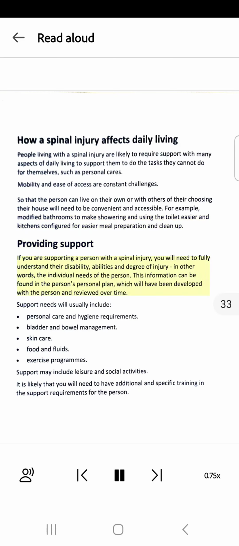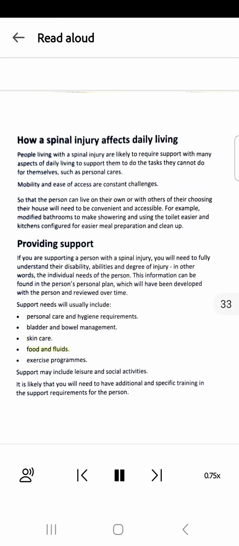Providing support: if you are supporting a person with a spinal injury, you will need to fully understand their disability, abilities and degree of injury, in other words, the individual needs of the person. This information can be found in the person's personal plan, which will have been developed with the person and reviewed over time.